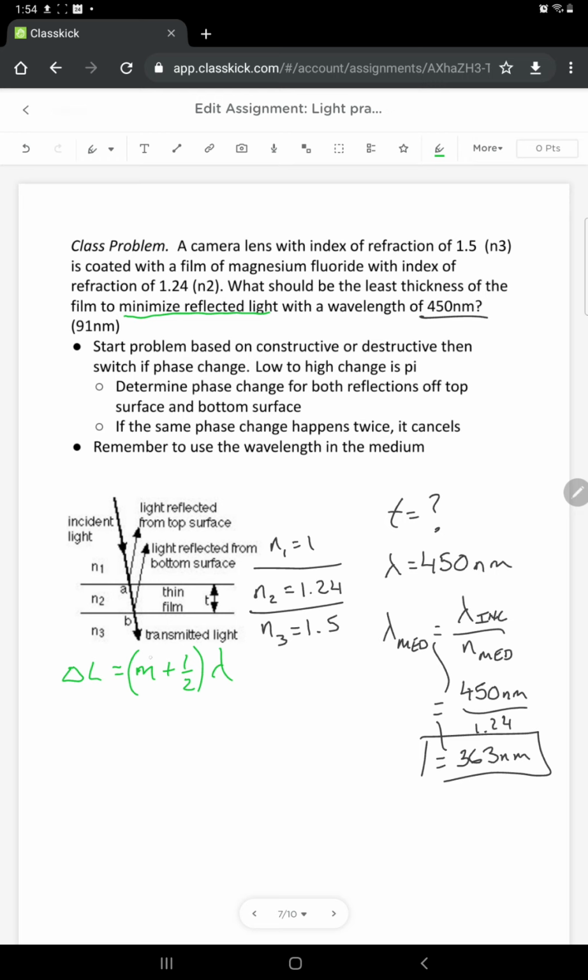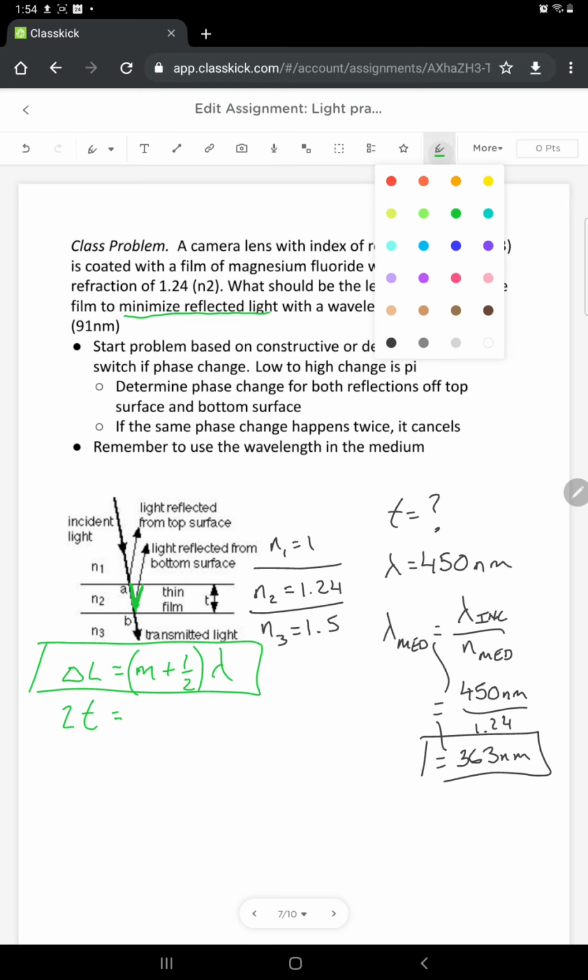So we're going to add that 1/2 to the m value to shift our waves. For a thin film, you have to go through the film and then back out through the film, so that's twice the thickness. You have to go through the film twice, so delta L is really 2t. This is the generic equation we're starting with, and then we're going to rewrite it in terms of what we actually have.